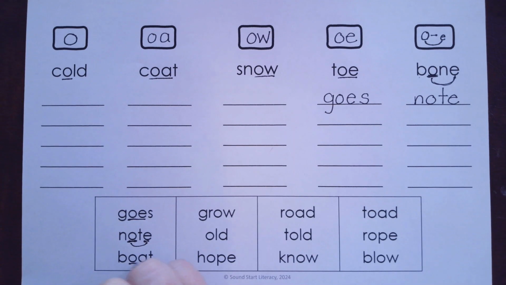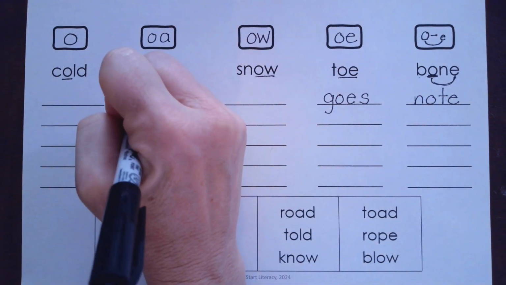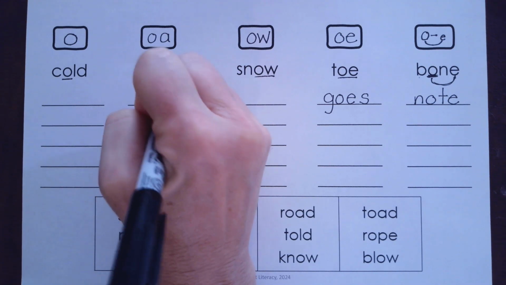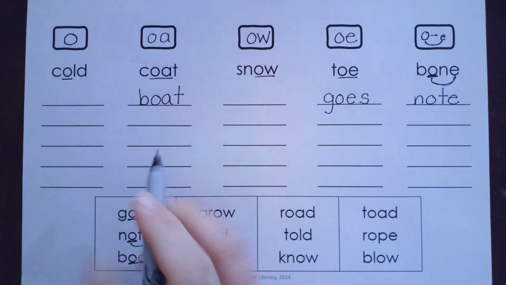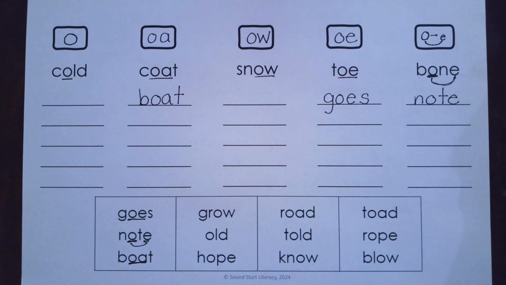Okay, now we're going to look at the next spelling. Underline the sound spelling that you see. We have that two-letter spelling. Let's blend it. Boat, boat. Now let's find it and we're going to write it. B-O-A-T. Read it back. Boat. I like to put my boat in the ocean.